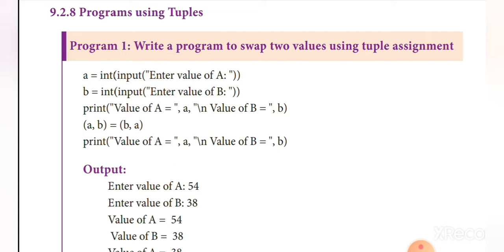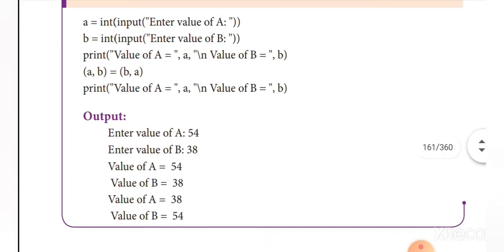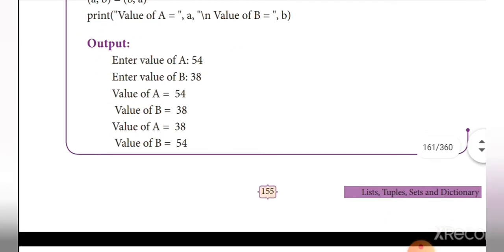After interchanging the value, again we are using the print statement to show the value of a and b. Now you can see the value of a and b. The value of a equal to 38 and then value of b equal to 54. Okay, now we have interchanged the value of a and b.